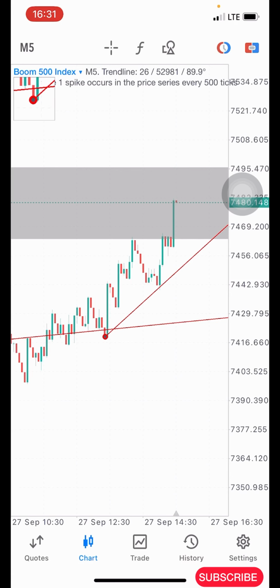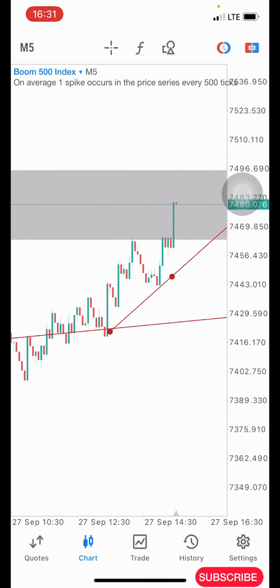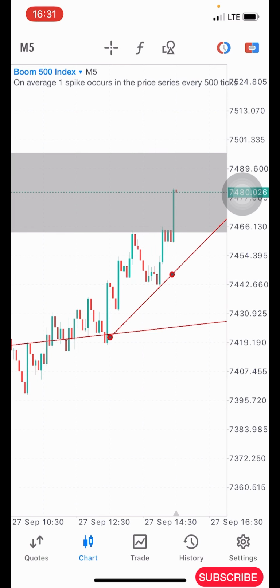All right, you can see here, you mark it out. Now this is what you want to do. You want to wait for price. If it doesn't succeed in breaking out of this gray area or this zone here to the upside, then come back to retest as I've explained earlier.